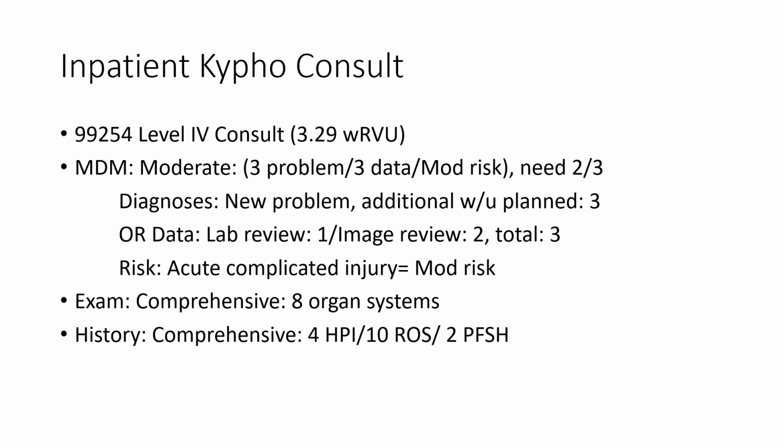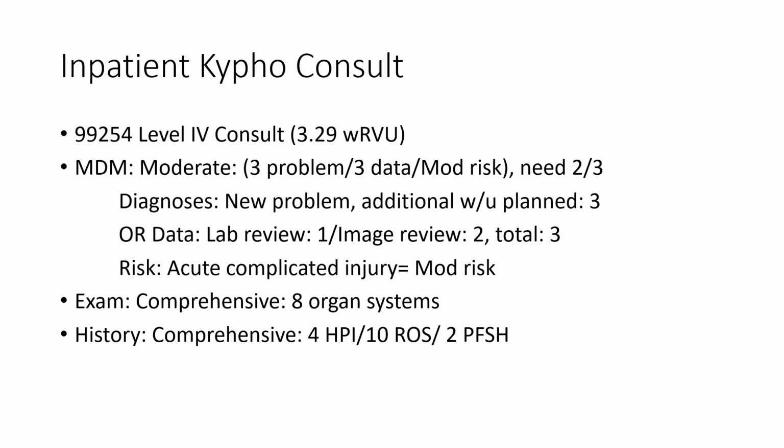So on this level 4 consult note, medical decision making is moderate, so I need 2 of the 3, right? So I start with risk. A compression fracture is an acute complicated injury, moderate risk, boom. So then I need diagnoses, I need 3 points, or data that's 3 points. So compression fracture is a new problem with additional workup, so that's another way to get the 3 points. Or data, right? I review labs, that's a point.